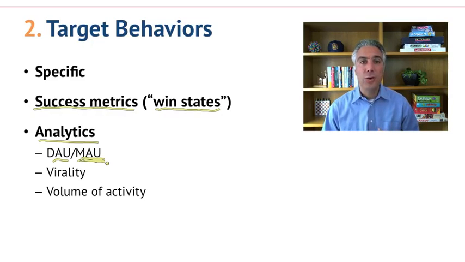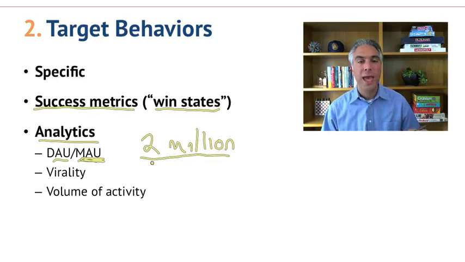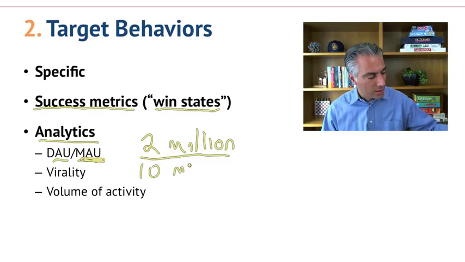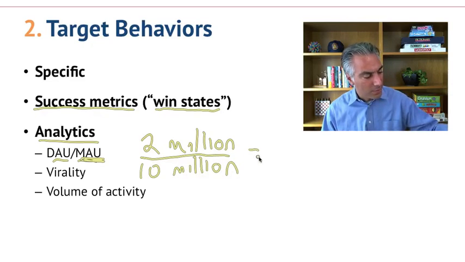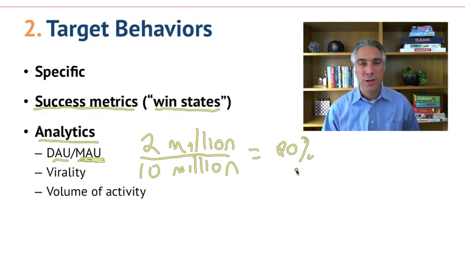The ratio of DAU to MAU. So in that case, it would be 2 million daily average users, the average number of people who came to my site during the course of that month, over 10 million monthly average users. In an average month, a total of 10 million people. This would be 2 over 10, which is clearly 20%, 0.2. That ratio tells you how engaging your site is.